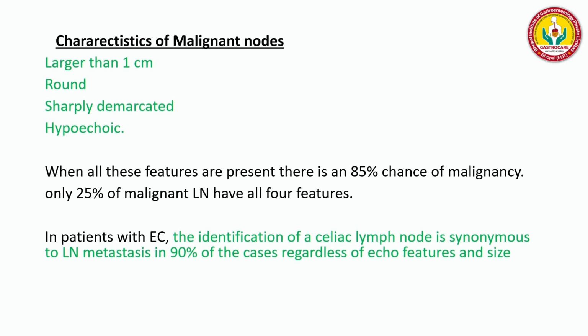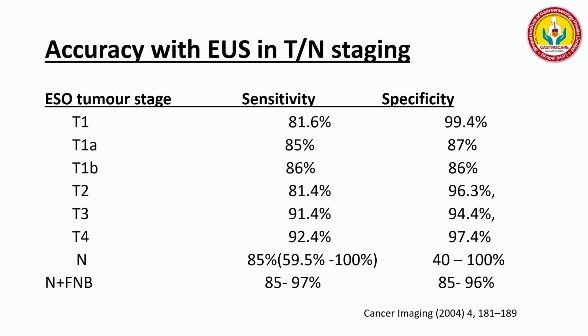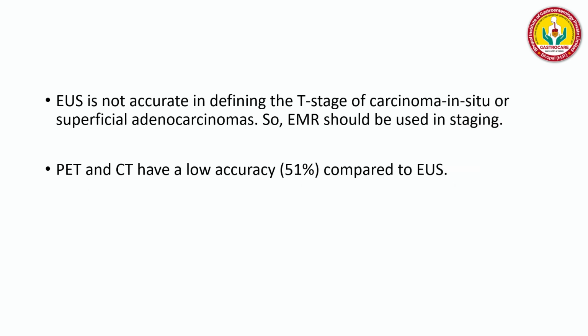Similarly, in the lymph node, if they have some characteristics like this, they can almost give an 85% chance of malignancy. This was one of the papers which says how accurately we can give the sensitivity and specificity in EUS. Here what we can see is above the T4 we have more sensitivity and specificity compared to the T1 and T2. Even in the initial stage, that is carcinoma in situ, the EMR is more beneficial in staging.